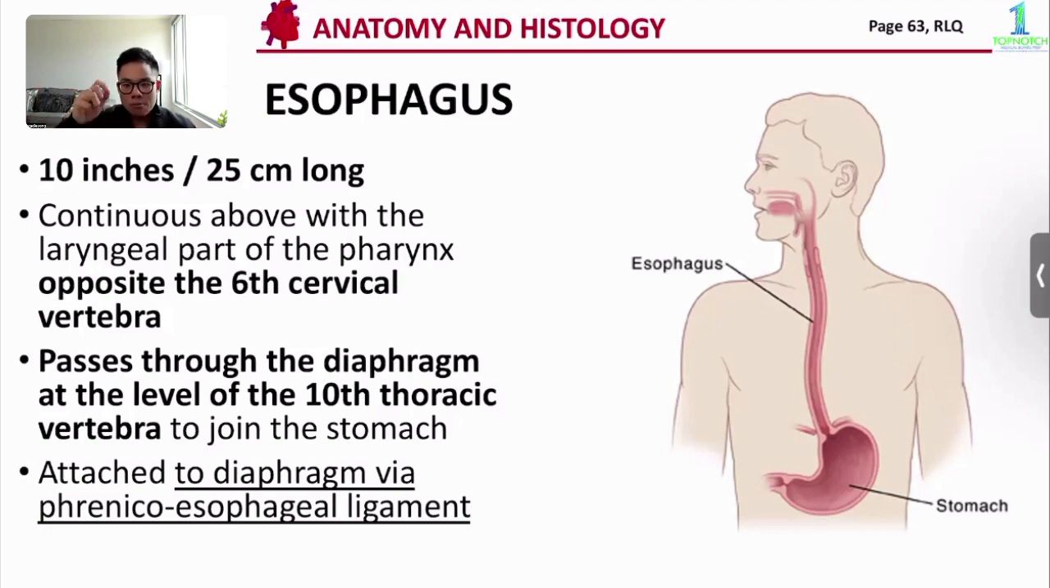The esophagus is an organ that starts off at the C6 of your cervical vertebra. So that's kind of like the transition point from the larynx going to the esophagus. And then once it's within the C6, it will now become a muscular esophagus going down until you reach your T10, where the diaphragmatic hiatus will be seen. And important also for the esophagus is that its attachment is from your phrenoesophageal ligament.